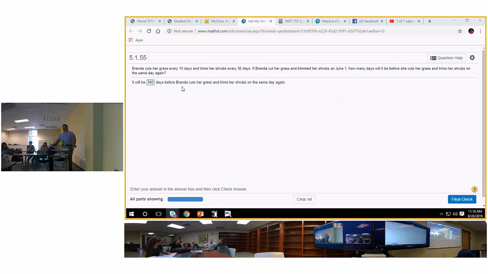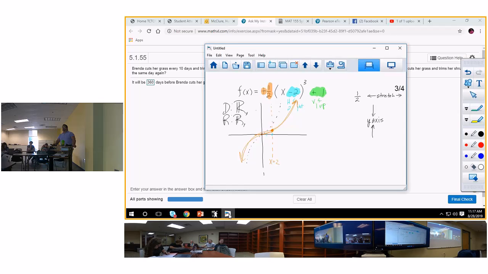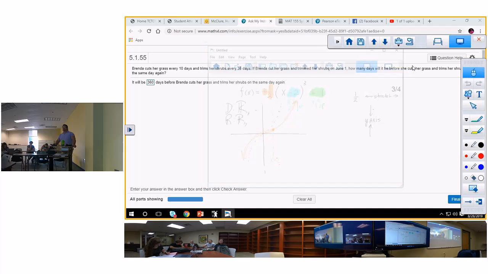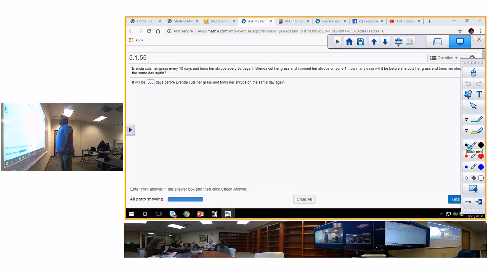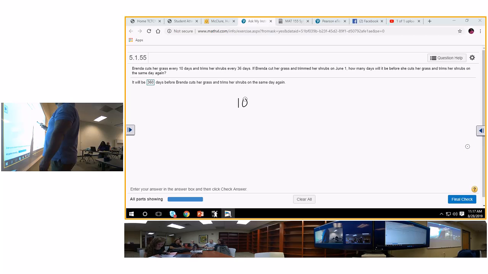So it says, Brenda cuts her grass every 10 days and trims her shrub every 36 days. So there's your two numbers. What I suggest you do is take your handy-dandy grid and do the least common multiple and the greatest common divisor, because that's all I'm going to ask you for on the test. I'm not going to give you a bunch of these crazy worded questions. That's all I care about. 10, and after today's lesson, you're going to see what I'm talking about. 36.